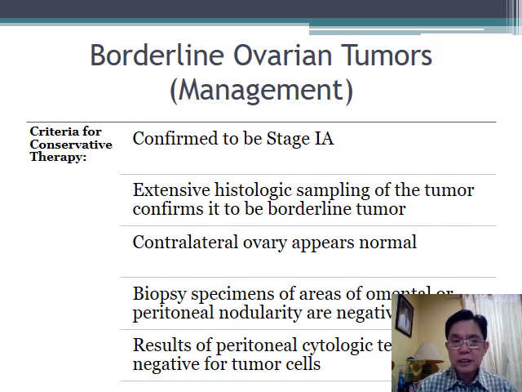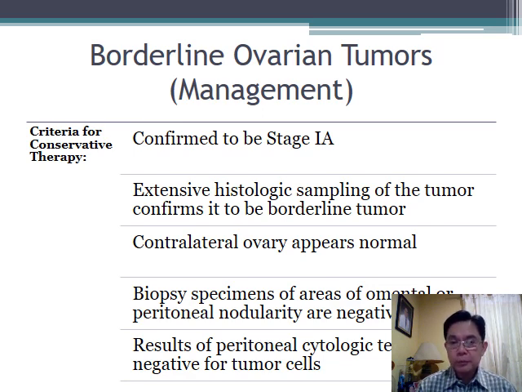As I mentioned previously, the standard management of borderline ovarian tumors is still total abdominal hysterectomy with bilateral salpingo-oophorectomy and staging laparotomy. So just remember that you can perform a conservative treatment consisting of unilateral salpingo-oophorectomy if the patient satisfies the following criteria. 1. The tumor is confined to one ovary. Okay, that is stage 1A ovarian tumor. 2. Extensive histologic sampling of the tumor confirms it to be borderline.